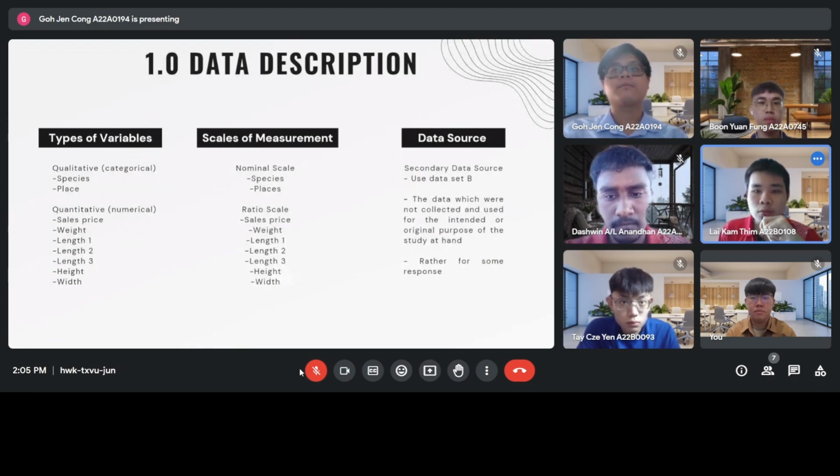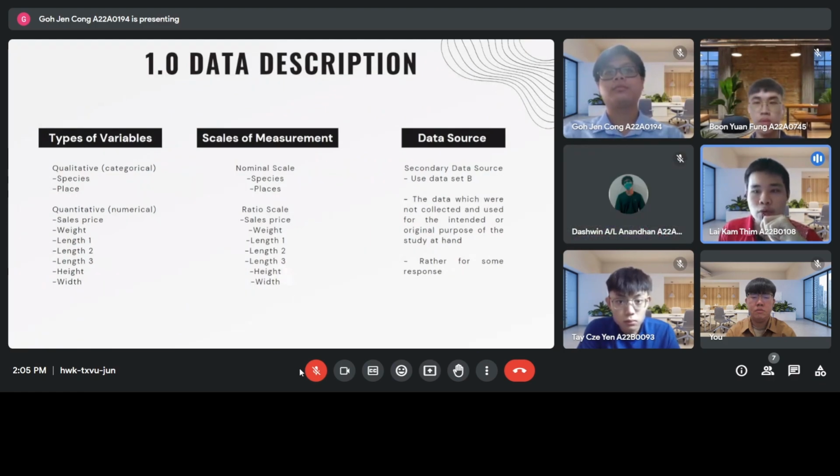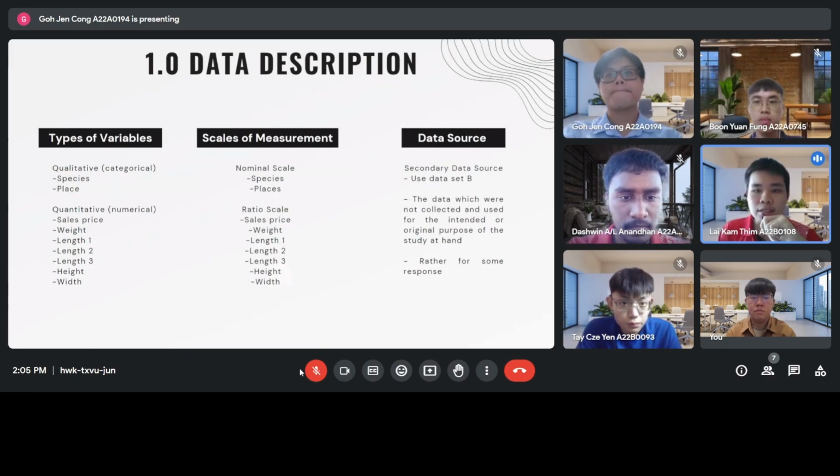Scale of measurement refers to the properties of the data. It's important to establish the scale of measurement of your data in order to determine the appropriate statistical method or test to use when analyzing the data. There are 4 scales of measurement, which are nominal, ordinal, interval, and ratio. Based on the data set, the variables species and place are nominal scale because data are classified into different categories and the categories are counted. Besides, other variables like sales price, weight, length 1, length 2, length 3, height and width are ratio scale.